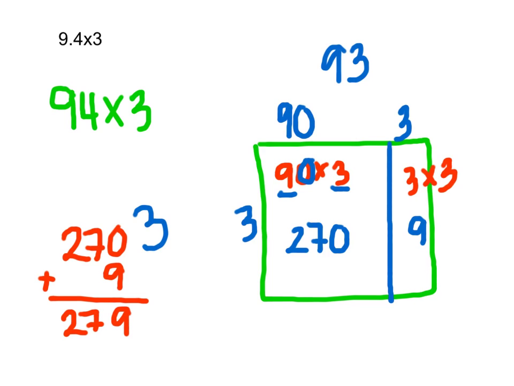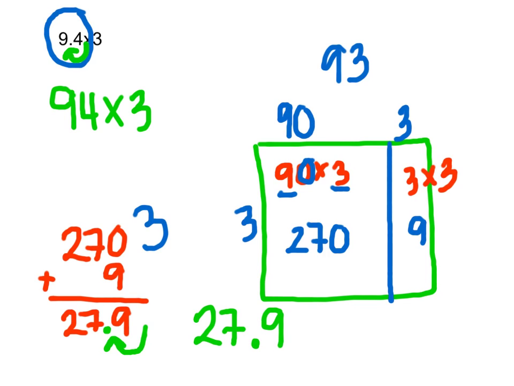Now I need to go back up to my original problem because there was a decimal. I'm going to focus on the 9.4 and figure out how many place values I need to move my decimal. I start to the right and I can see that I move it over one place value. So I go down to my answer and move it over one place value and put my decimal. My final answer is 27.9 or 27 and 9/10.